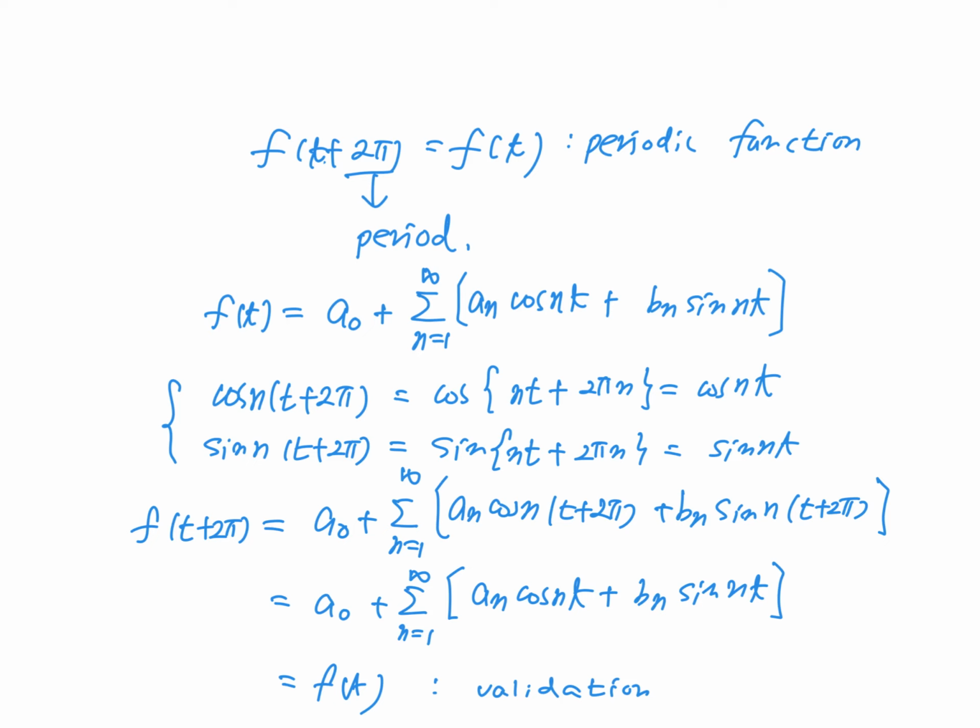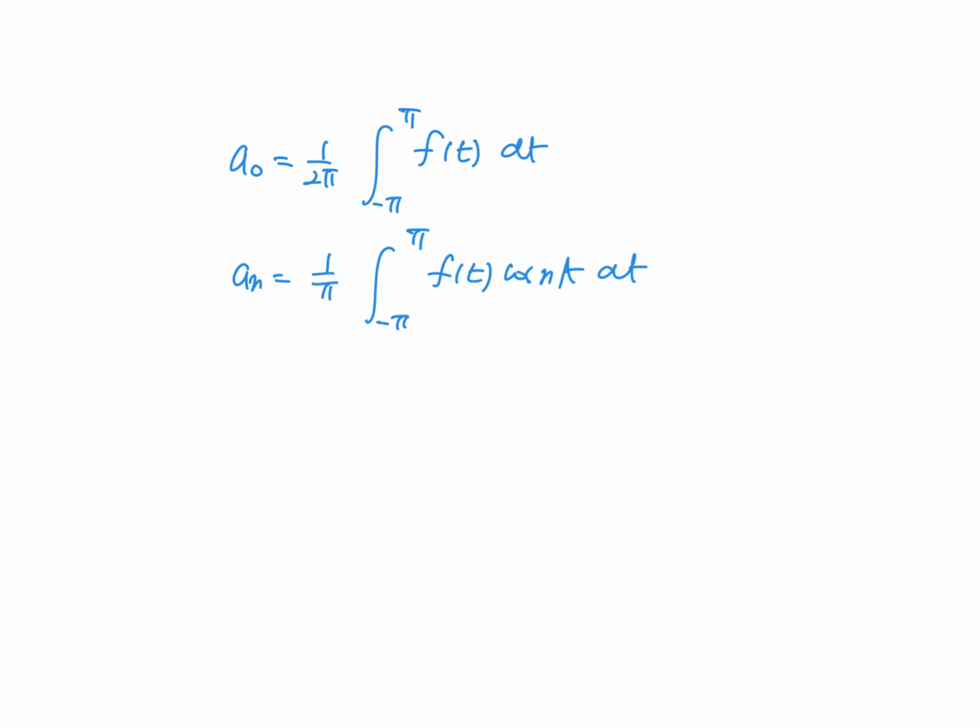So last week we derived that a0 is simply 1 over 2 pi, integral from minus pi to pi of f(t) dt. a_n is 1 over pi, integral from minus pi to pi of f(t) cosine nt dt. And b_n is 1 over pi, integral from minus pi to pi of f(t) sine nt dt.